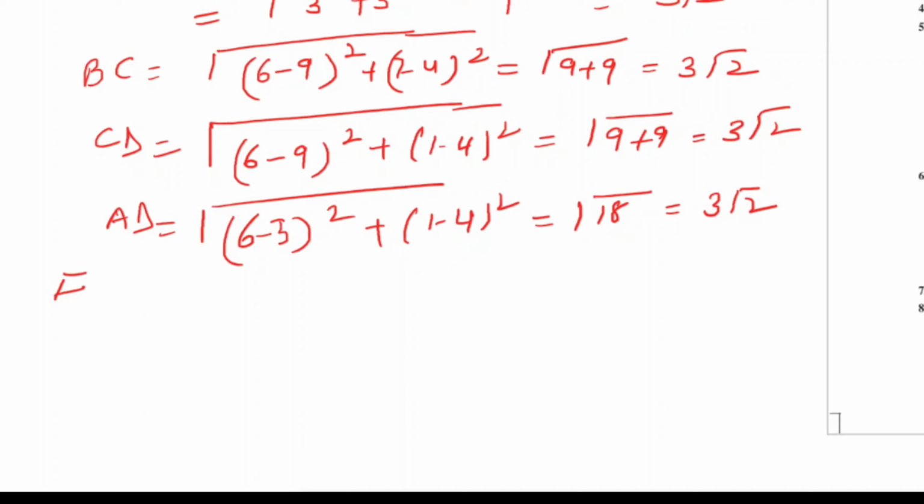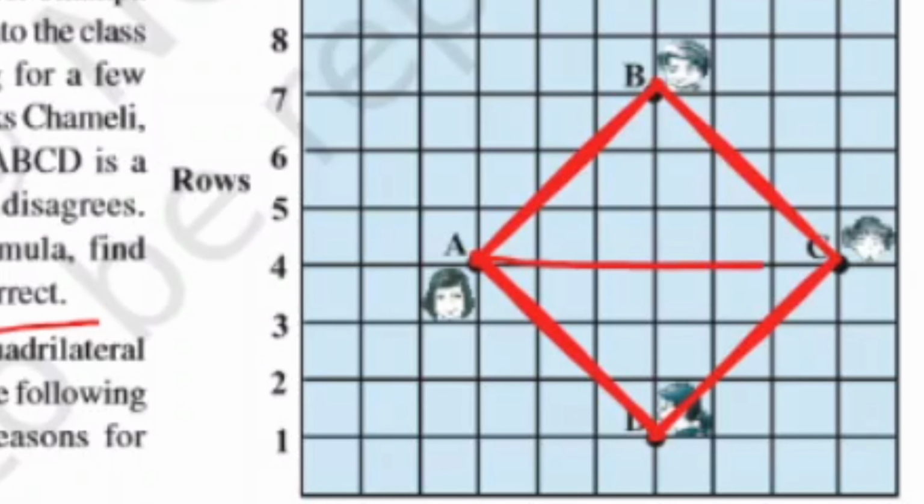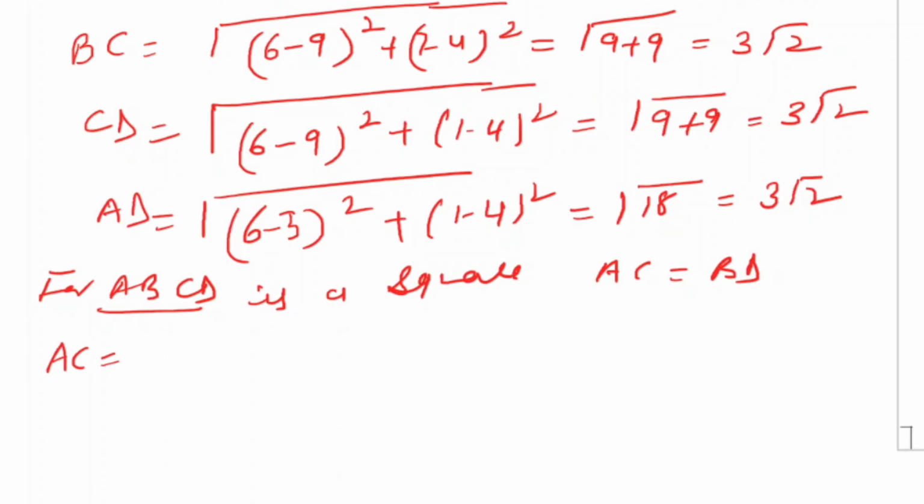But for ABCD to be a square, whose sides are equal, we need to prove that the diagonals are equal in length. It means that the diagonals AC and BD are equal in length. This we have to prove. If you are able to find the lengths equal, then we can say ABCD is a square. So we'll find AC.